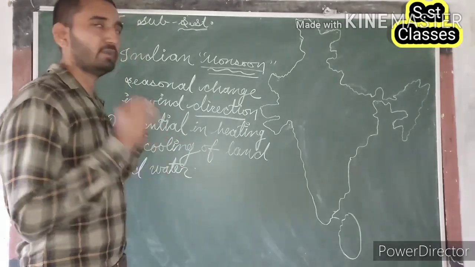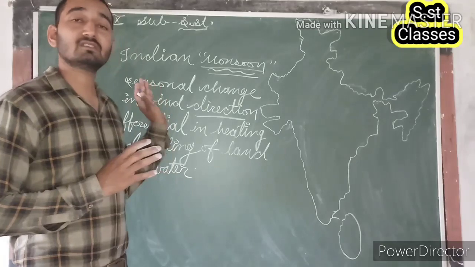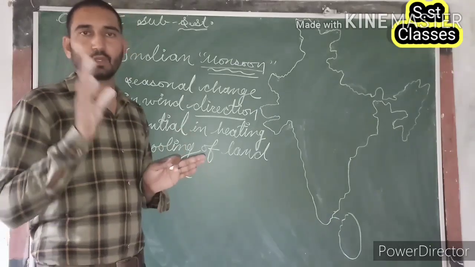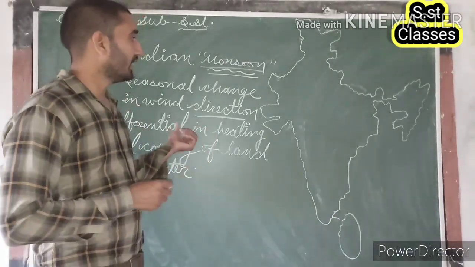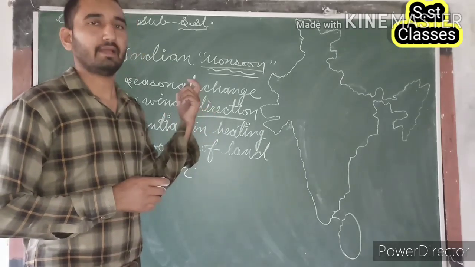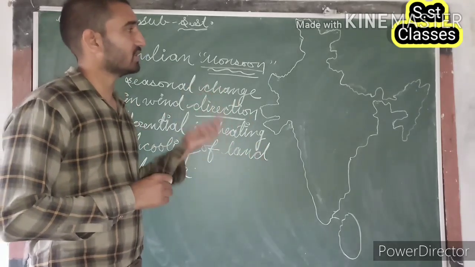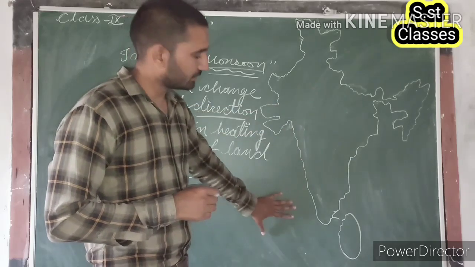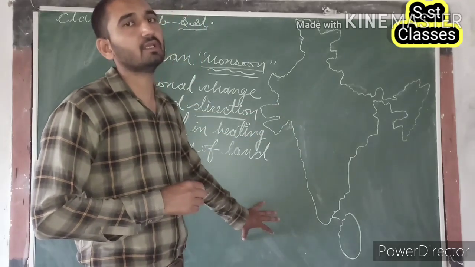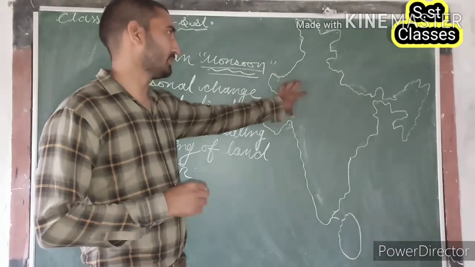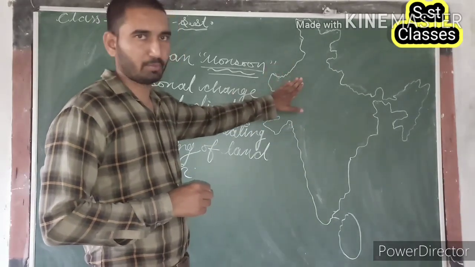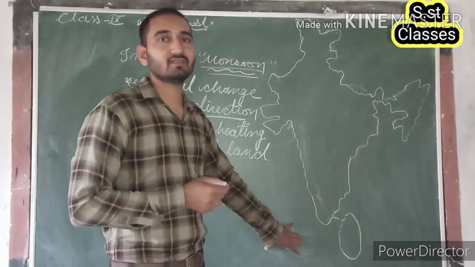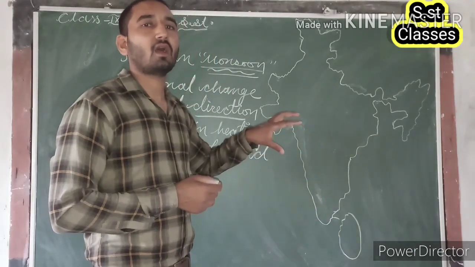We can say that the first and foremost factor related with seasonal change in wind direction is the differential in heating and cooling of land and water. What I mean to say is, at the time of May, June, we generally experience high temperature in the land part, means in this part. On the other hand, this part, means the Indian Ocean, receives comparatively low temperature. So because of high temperature in this region, we will find low pressure, and on the other hand, in the water, means in the Indian Ocean, we have high pressure.